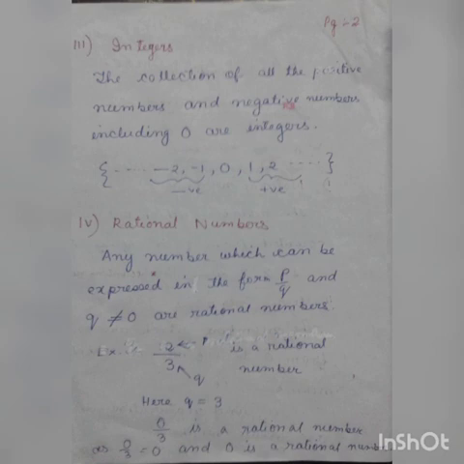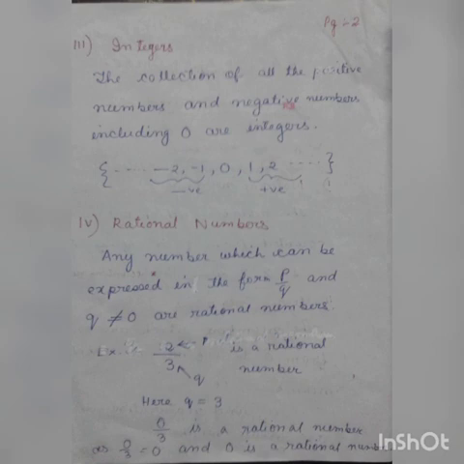Number 4, and important for us, are rational numbers. Any number which can be expressed in the form p by q, where q is not equal to 0, is a rational number. Let us take one rational number, 2 by 3. Here the numerator is 2 and the denominator is q. q is not equal to 0, that is why it is a rational number.